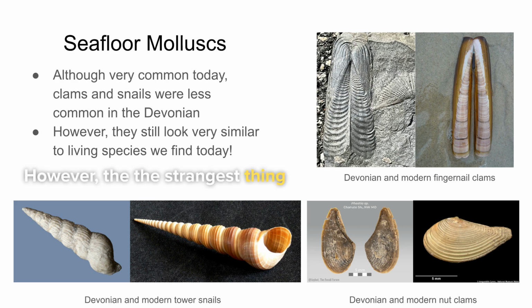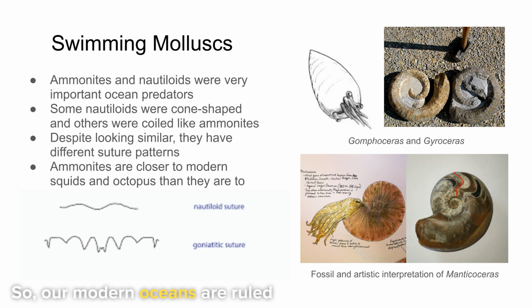However, the strangest thing about these Devonian mollusks is that they look very similar to the mollusks that we have today. I mean, there are some weirdos in there as always, but for the most part, you can look at a Devonian mollusk and be like, huh, I've seen that before. Our modern oceans are ruled by the octopus and the squid, but the Devonian is a time before that. Instead, they're ruled by the ammonites and the nautiloids, which were very important ocean predators.